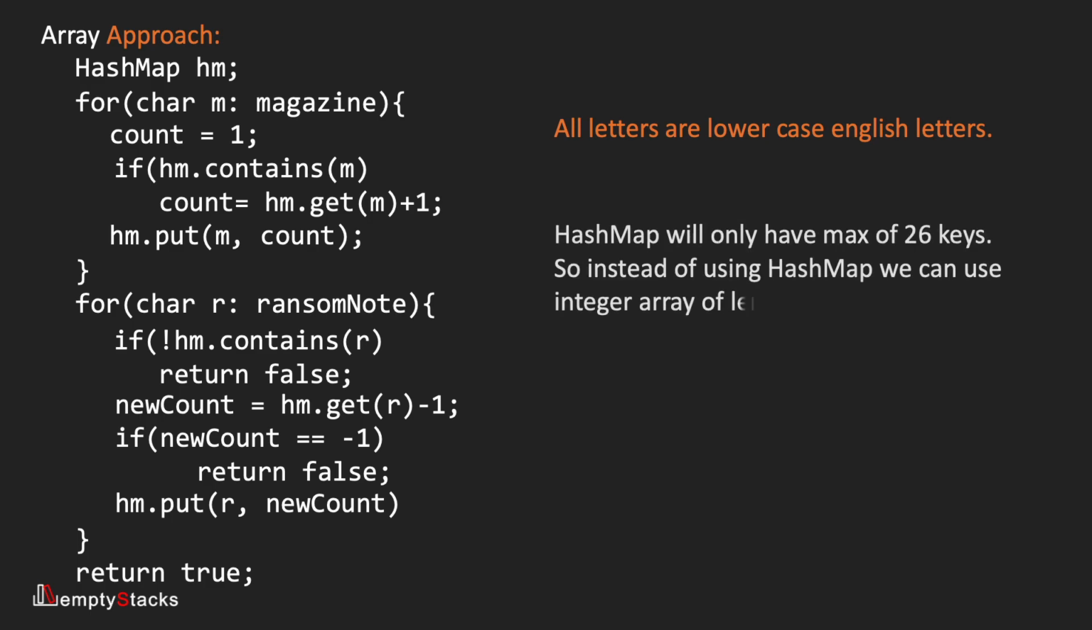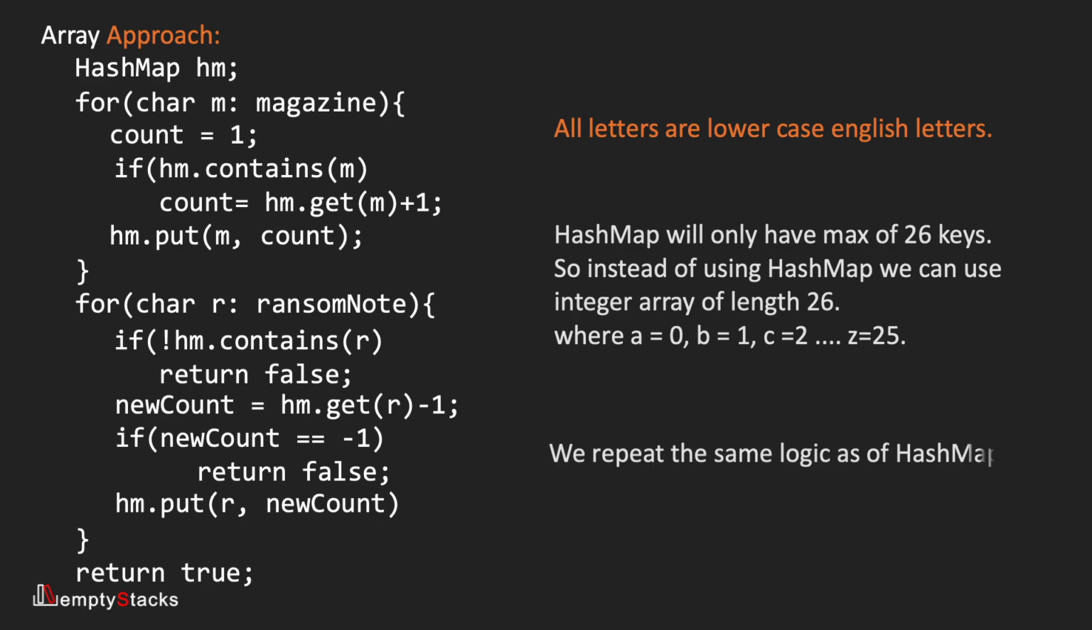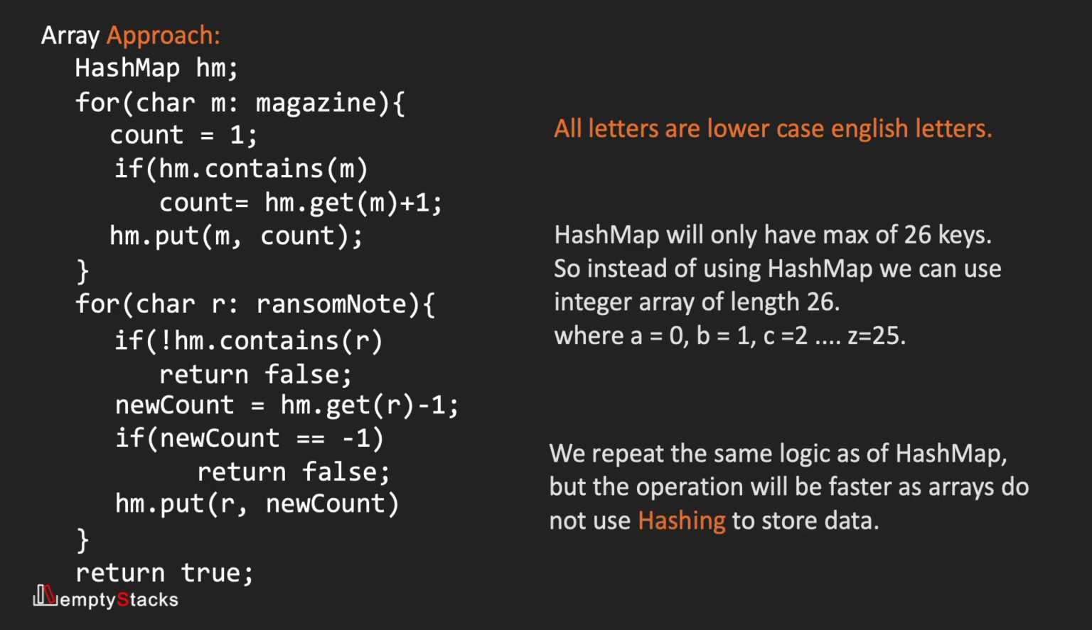So instead of using a hash map, we can use an integer array of length 26 to store the count of each letter, where index 0 will represent A, 1 will represent B, and so on. If you think about it, the logic remains pretty much the same, but the operation will be much faster as arrays do not require the extra step of hashing while storing the data. Based on this, let's try to fix our algo.